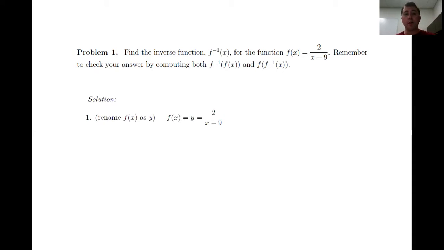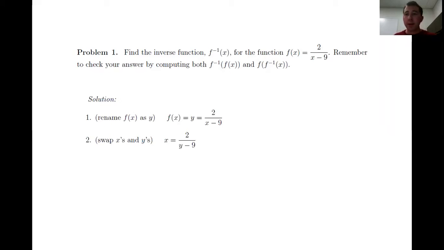We're going to do the solution in 5 steps, just like we have done in class. The first step of the solution is renaming the function you're given, f of x, as y. So that means all you need to do is write y equals 2 over x minus 9, because I'm asking you to find the inverse of f of x equals 2 over x minus 9.